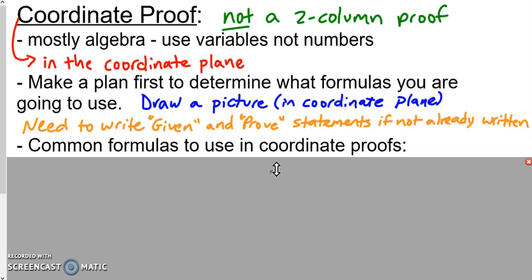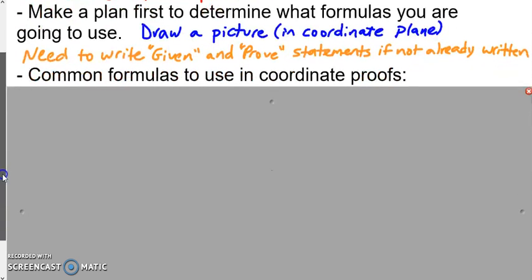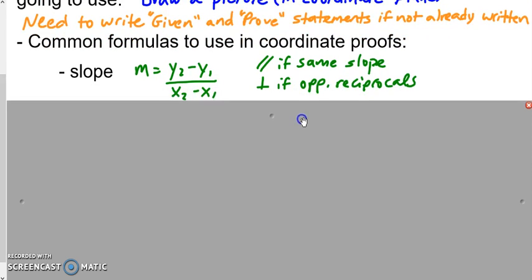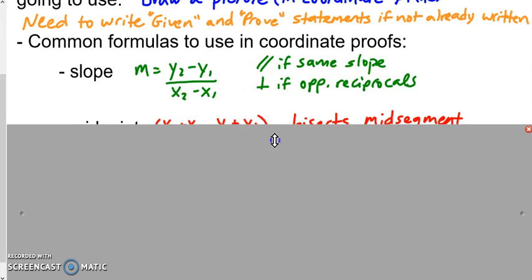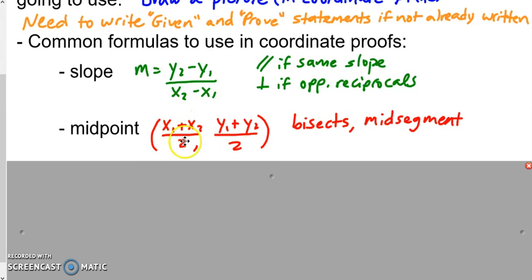Now, the common formulas that will be used in coordinate proofs are the formulas we've been working with recently. So we know the slope formula is right here. If we have the same slope, we can show that two segments are parallel. If slopes are opposite reciprocals, we can show that they're perpendicular. We have the midpoint formula written right here, which is what we would use if we need to show that something is bisecting something else, or if we're working with the mid-segment in our coordinate proof.